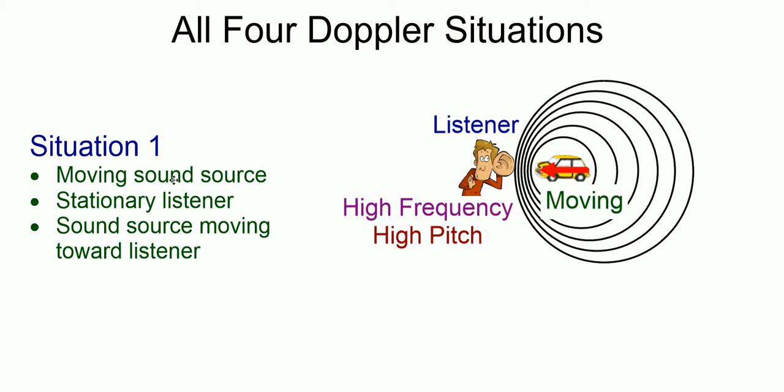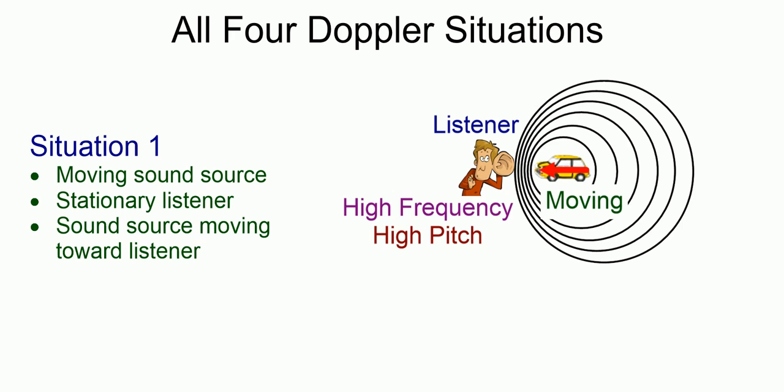A moving sound source. That car is a sound source. Its horn is on, and it's moving. See the arrow? The listener is stationary. This big ear guy is just standing stationary. And the sound source, the car, is moving toward the listener. So it goes this way. It causes the air waves to be scrunched, doesn't it? They're scrunched closer together, creating high frequency and high pitch. So an object creating a sound is coming toward a stationary listener. The sound waves are scrunched, higher frequency, high pitch.